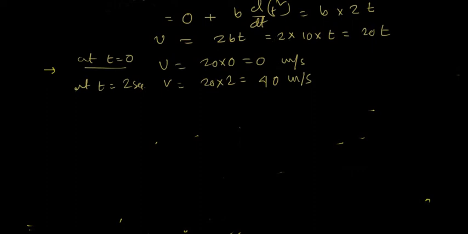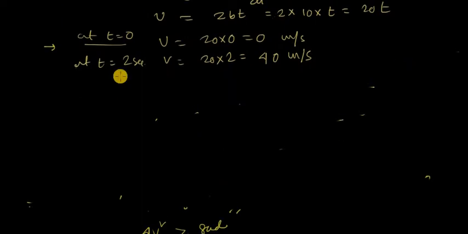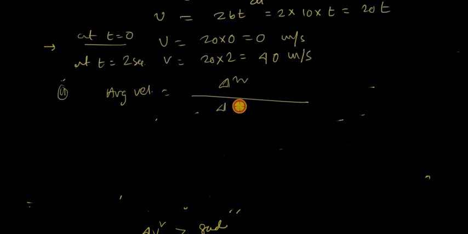In the next one we have to find the average velocity between time t equal to 2 second to 4 second. So we have the formula: average velocity is nothing but displacement by time. At t1 equal to 2 second, what is our position? A plus bt square.